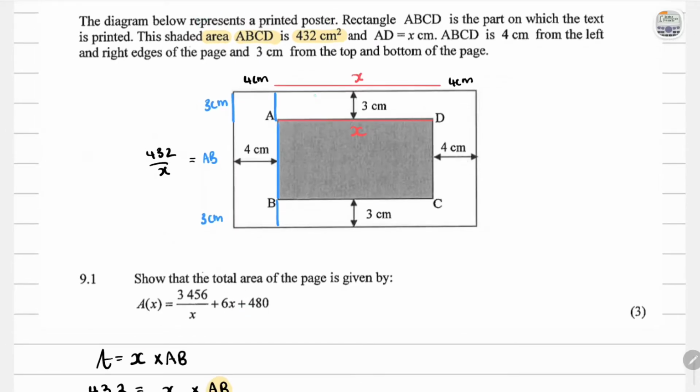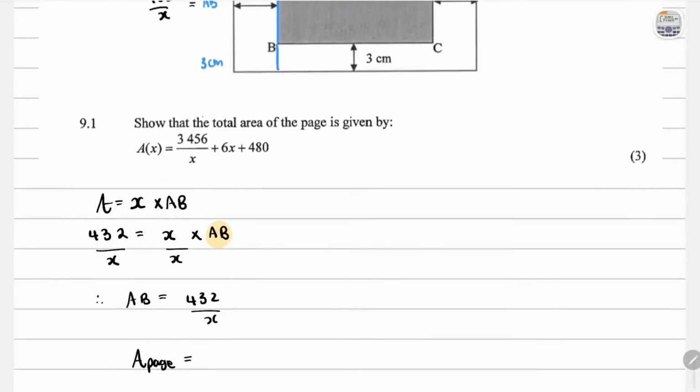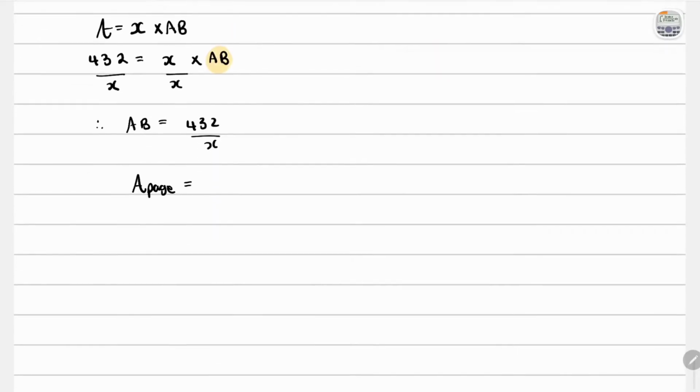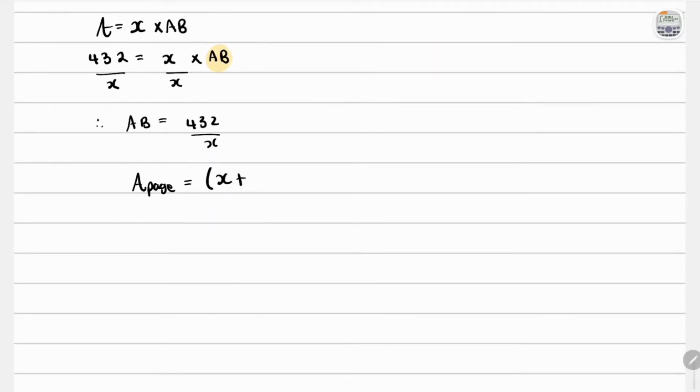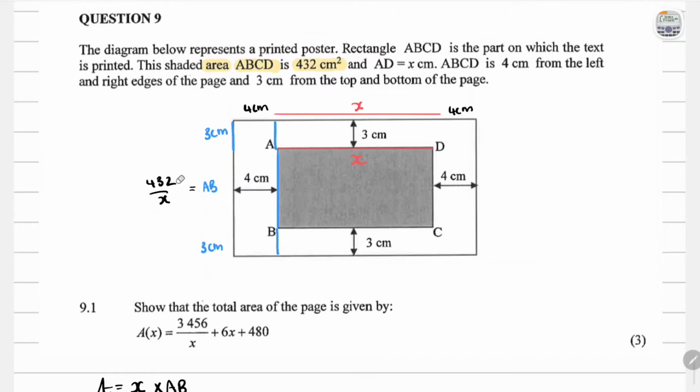The entire page is X plus 4 centimeters and the other 4 centimeters. That's the length of the page. And then the width, or the breadth, is going to be 3 plus 3 and then AB, which is 432 over X. So the area of the page would be equal to the length, X plus 8, multiplied by the breadth, which is 6 plus that.